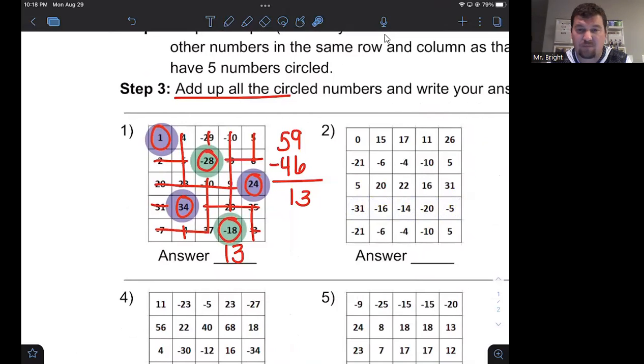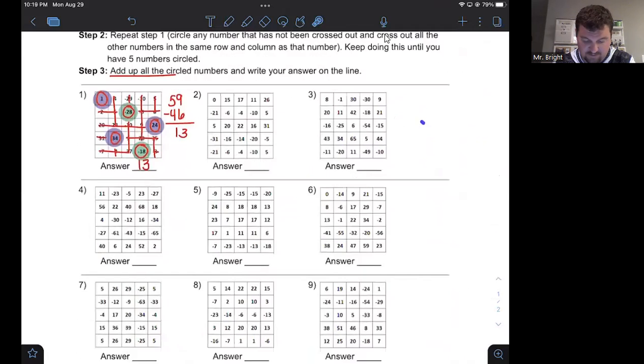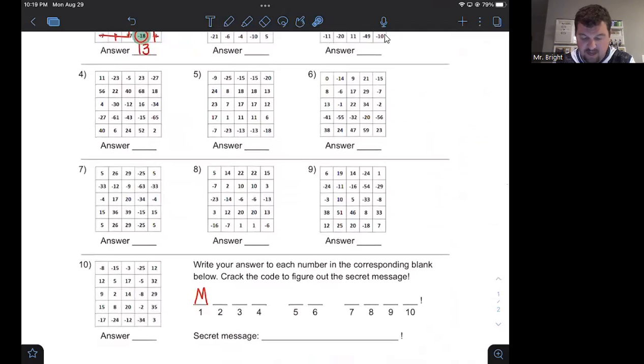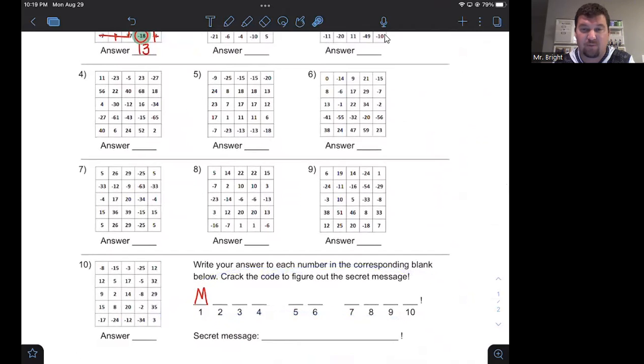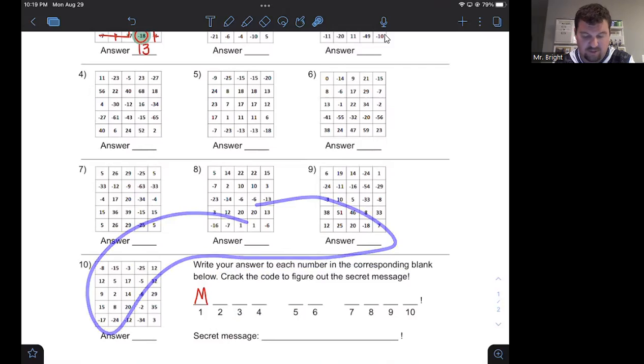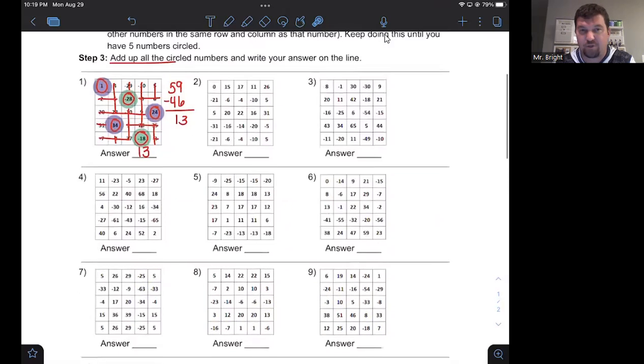So 13 corresponds to the letter M. You're going to get a different answer for 2, 3, 4, 5, 6, 7, 8, 9, and 10. You're going to get different letters. If you think you know what the phrase is, that's awesome. You can predict what you think it's going to be, and you probably are going to figure it out pretty quick. You still need to show your work and answer the questions, even if you think you might know what that last part of the phrase is. Eventually, you're probably going to get it.